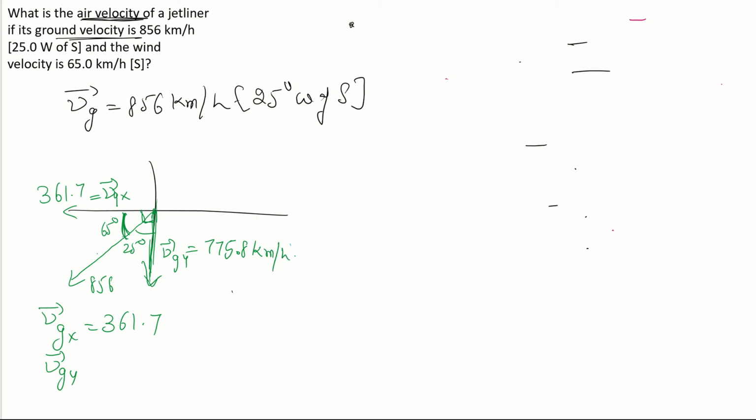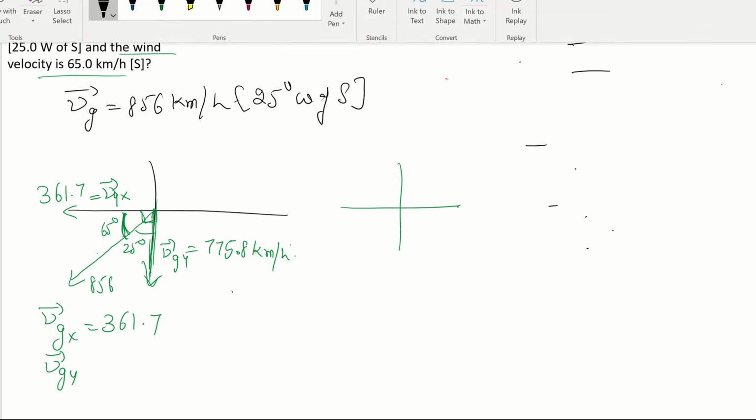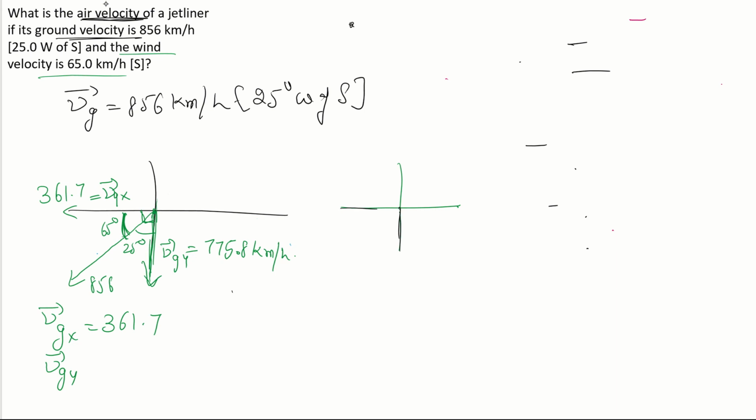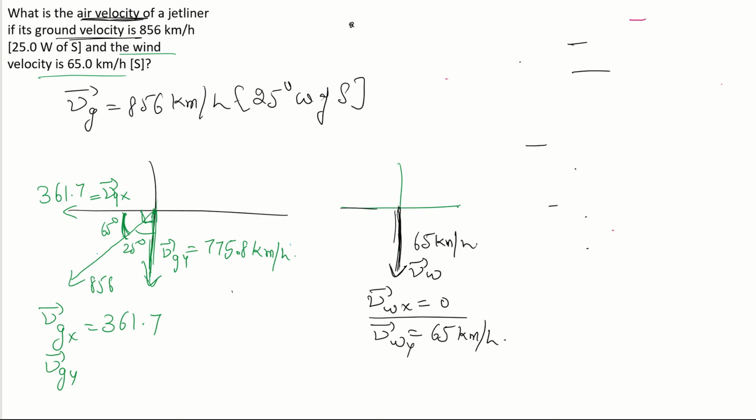Now the wind velocity is given to me, which is 65 kilometers per hour in the south direction. This is only in the south direction, wind velocity, VW. So I can say VWX will be 0. This is a very simple, only one-dimensional vector, so I'm going to take the x component as 0. VWY will be equal to 65 kilometers per hour. So we figured out both the components.